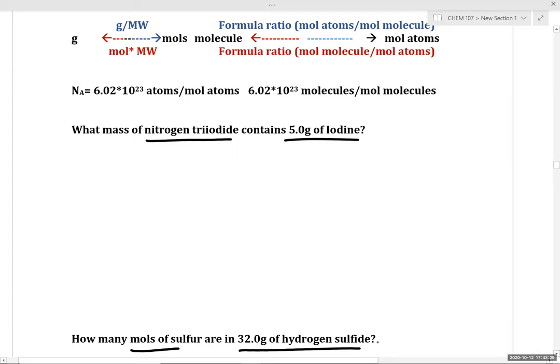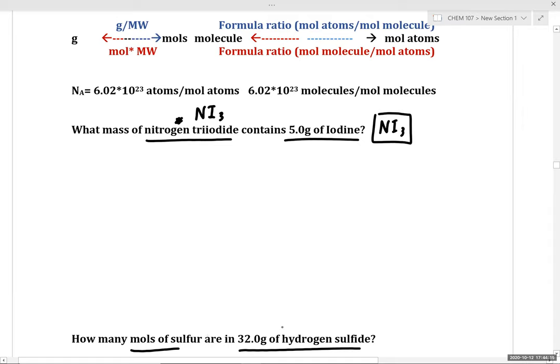So to show that this is not impossible, before we break out into groups, I'd like us all to work and try to figure out the formula for nitrogen triiodide. What would the formula for nitrogen triiodide be? NI3, exactly right. Nitrogen, this is a covalent compound. Triiodide, tri means 3. So we have a formula of NI3. Perfect.